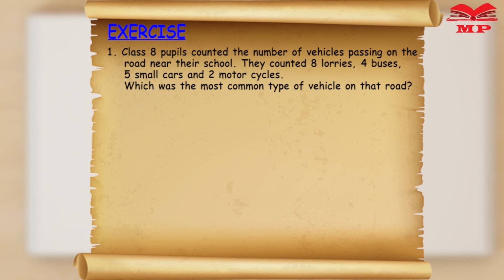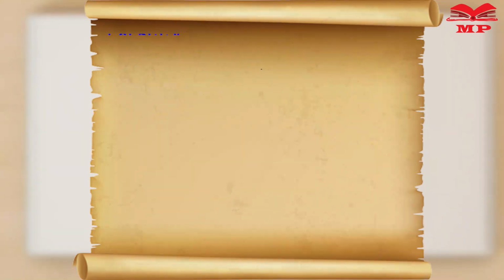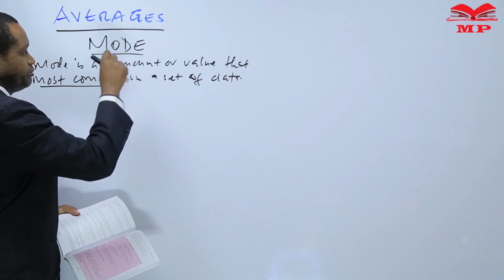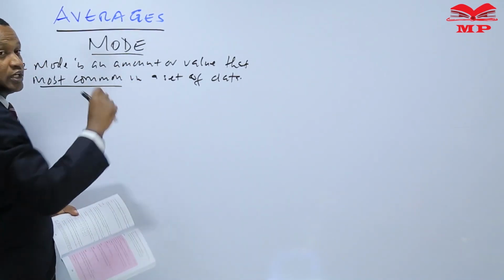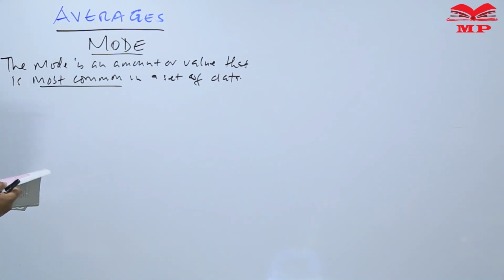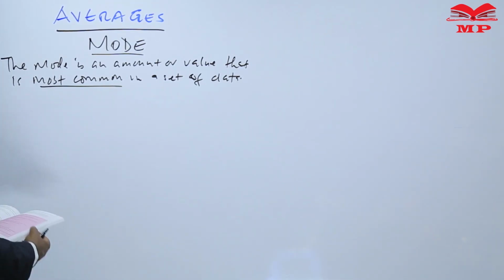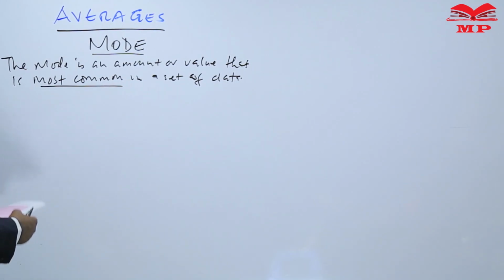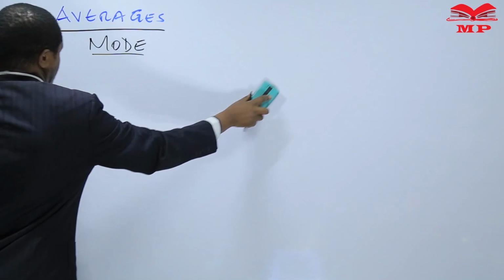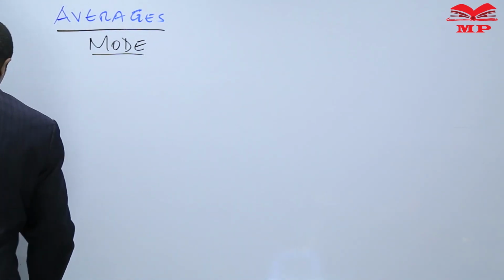The most common type of vehicle is what we are calling the mode. When you get the most common type of vehicle, you have calculated the mode. So in calculating the mode, learners, it's good to use frequency tables. Let me rub this so that I can have enough space.